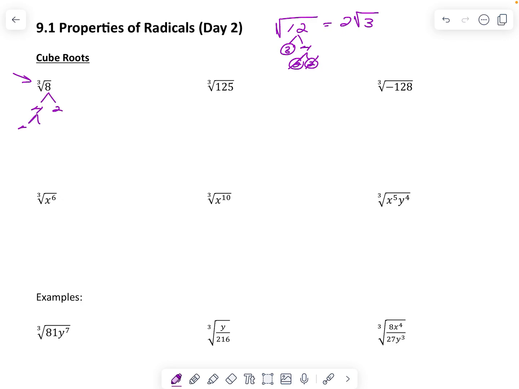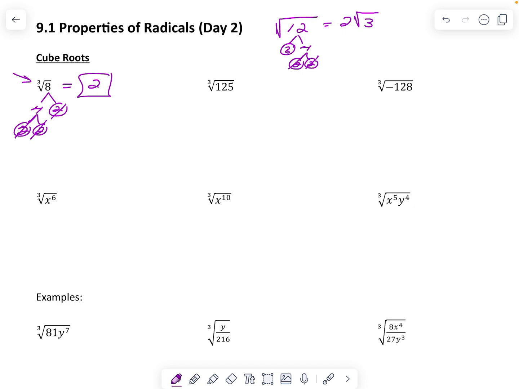And so we're going to do the same thing like we did yesterday. We're going to break it down into its prime factorization. But today, we're looking for 3 of a kind. And so 2 times 2 times 2, we've got 3 of them. The cube root of 8 is 2, and that's it. I'll box it since I'm circling everything else.